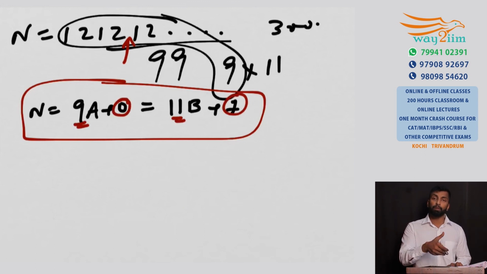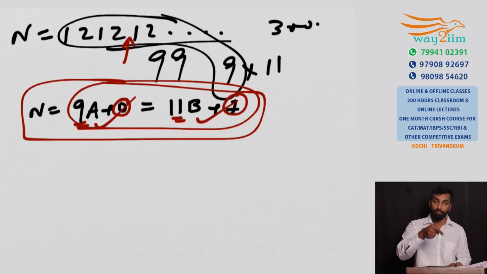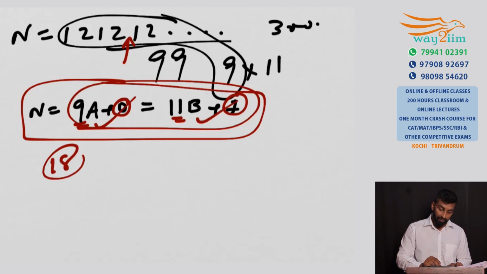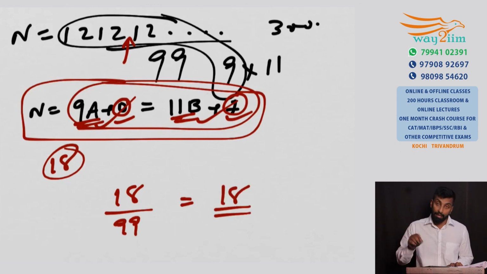So what I need to find out is the minimum possible value which satisfies this condition. How do I find it? I did it manually, right? I found the series, I found a common term which is 18. So 18 satisfies both conditions. When I divide 18 by 9 it leaves a remainder 0, when I divide by 11 it leaves a remainder 7, right? So my answer depends on 18. So 18 by 99 will give my answer. That is 18 itself.